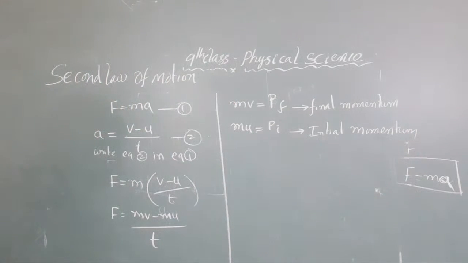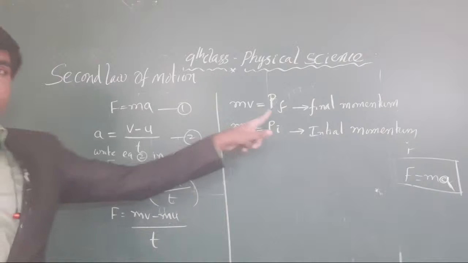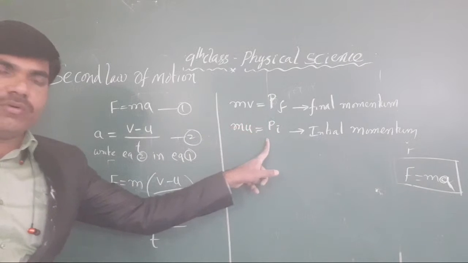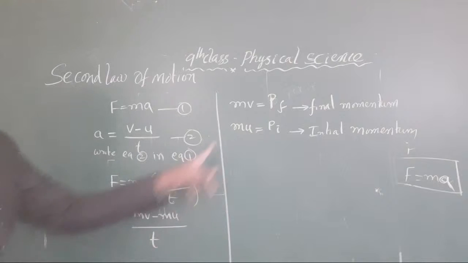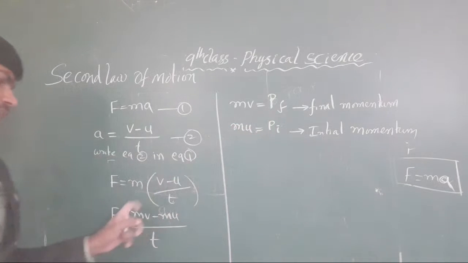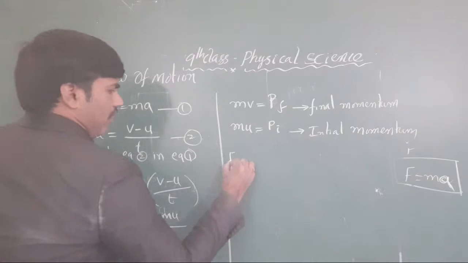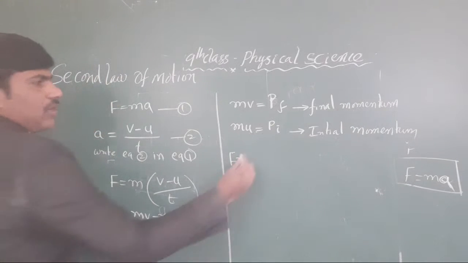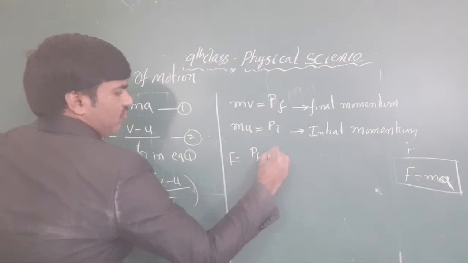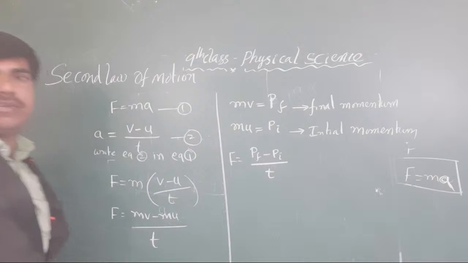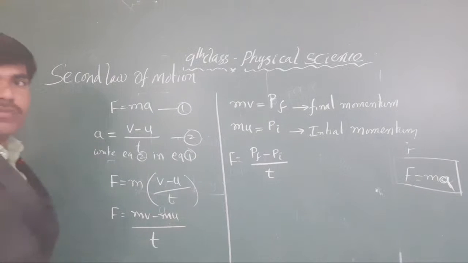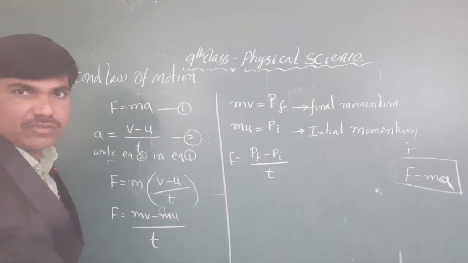Clear or not, all the students? You substitute these values in this equation. I hope you understood. You substitute PF and PI in this, F is equal to, it is also written as PF minus PI by t.